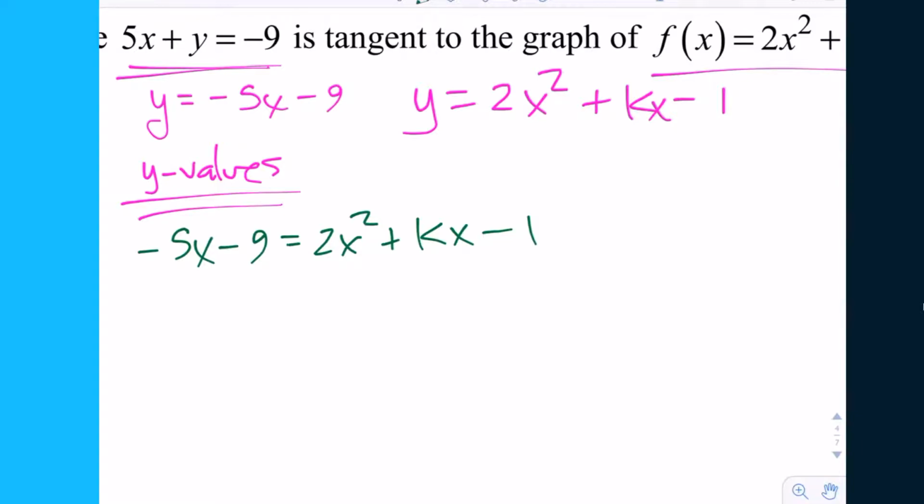Now you did learn in Algebra 2 that if you have two unknowns, which we do, right? We have x and k. You need how many equations to find a unique solution? 2. We have one equation with two unknowns. Darn it, how are we going to get another one? Derivative, right? Yeah. Slopes. They have the same slope there as well.